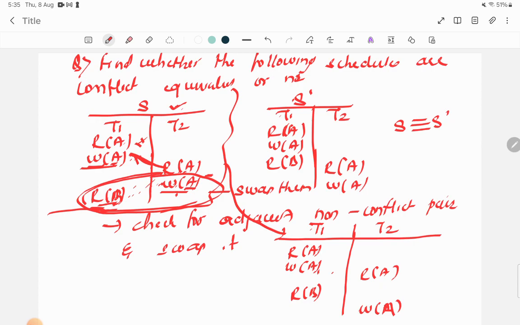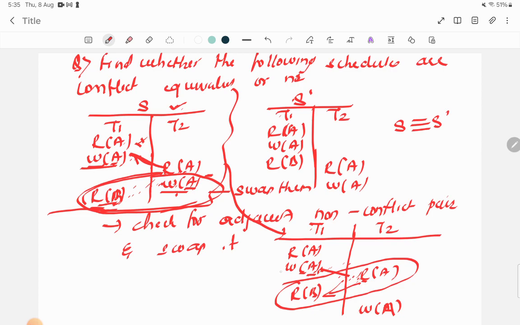So is there any adjacent operation for this? No. Any adjacent for this? No. See? Okay, this is the adjacent, but are they non-conflict? No, they are conflict because read and write operation is performed on the same data. This is a conflict pair, so we cannot swap this. Let's check this one. Is this an adjacent pair? Yes. And are they non-conflict? Yes, it is a non-conflict pair. Yes, can you see this?